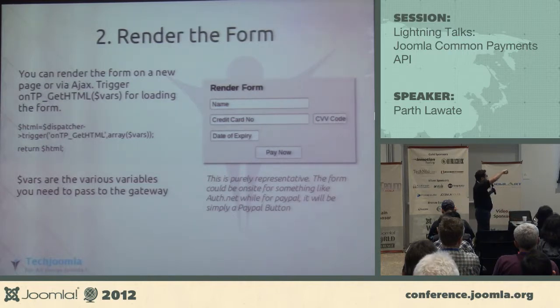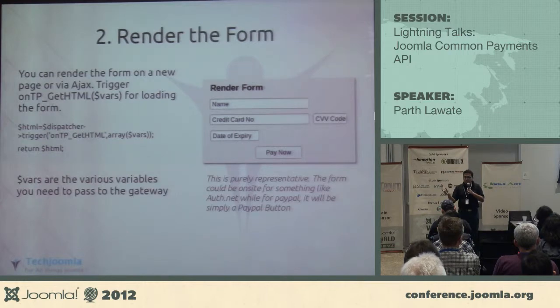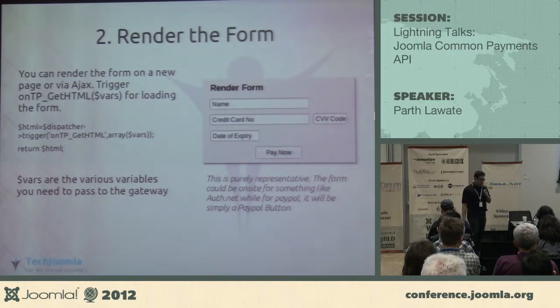Again, as I said, this form that you see there is purely a representation. In case of PayPal, it might be something as simple as a PayPal button getting rendered there. In case of authorize.net, it's a bigger form. Every payment gateway has some restrictions. Somebody might say these fields are compulsory, somebody might say those fields are compulsory. All that is taken care of in the plugin. So you just render the form, and that's about it.